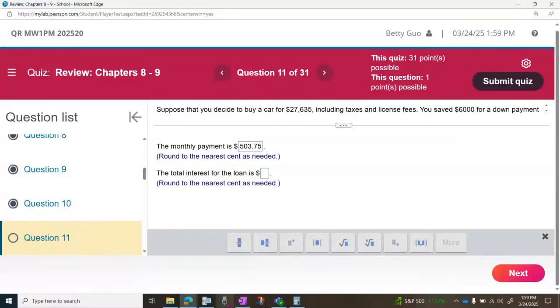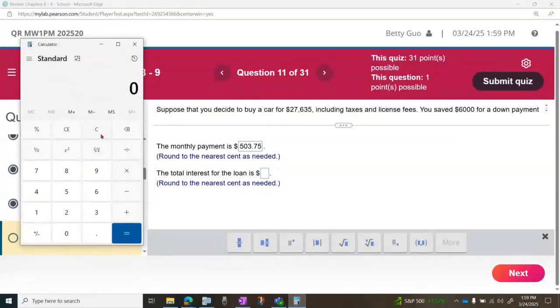Interest. Let's see how much you will be paying the lender over the 4 years. Every month you pay $503.75. They ask you to use the answer from part A, so you would have to do that. $503.75 times 12 times 4, 4-year loan. So that's how much money you end up paying the lender. Use that to minus the money you owe. The money you owe is 21,000.